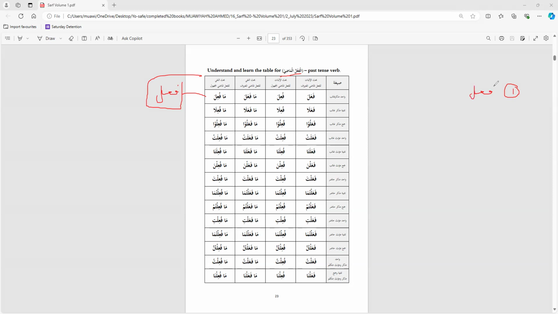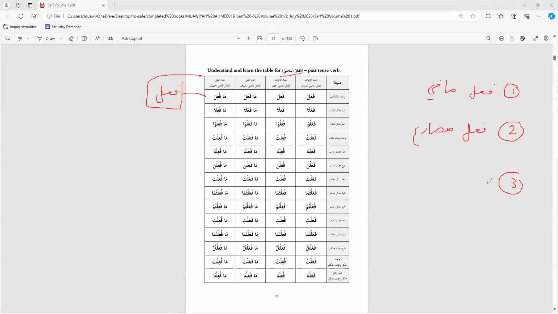So you have fi'l madi, past tense. Don't worry, a lot of this will be repeated later. It's just so that you get an outline of what we're going to be studying. Number 2 is fi'l mudari. Fi'l mudari is present and future. When we come on to that, I'll explain why present and future.